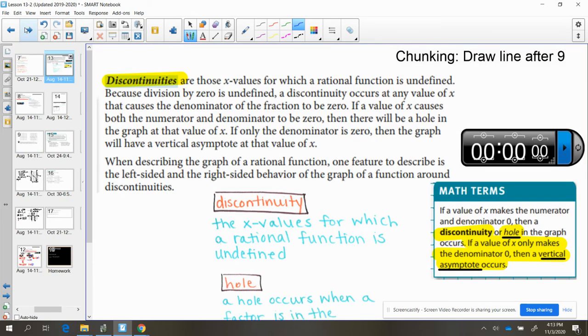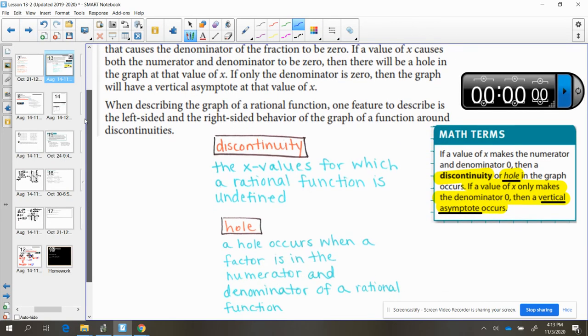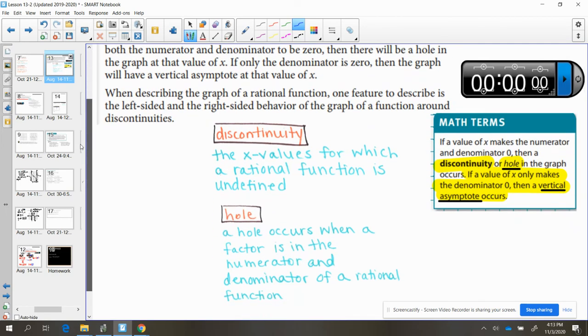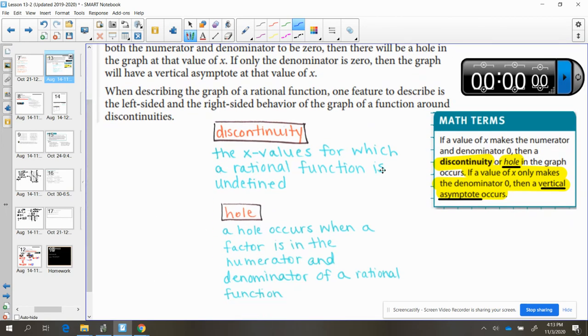And what vertical asymptotes and holes have in common is that they are discontinuities. Now, if something is a hole, it is not a vertical asymptote anymore. It's now the hole, so it no longer counts as a vertical asymptote. It would be considered a hole. But what they both would be considered is discontinuities. And again, that's where it's causing your denominator to be undefined, whether it's a vertical asymptote or a hole.